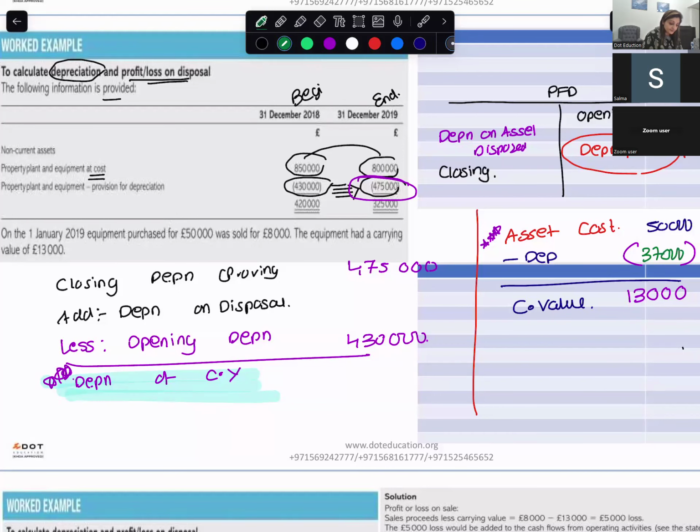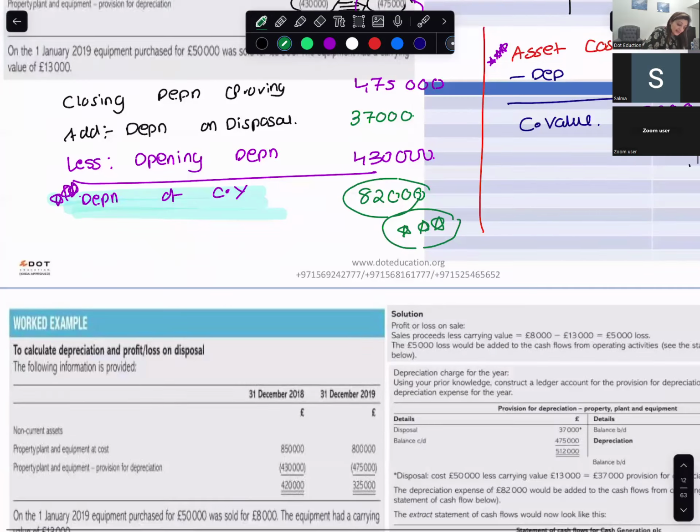Okay, going in reverse. So the depreciation of the asset disposed is 37,000. Are you with me? So what is the depreciation of the current year? It will be 475,000, the closing depreciation, add the depreciation on disposal, minus the opening depreciation. So 82,000 is the depreciation for the current year. This I need to add back.